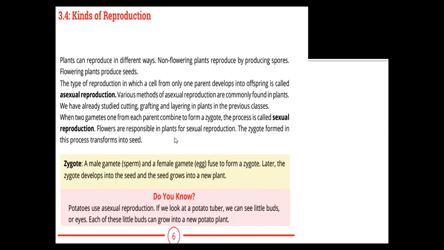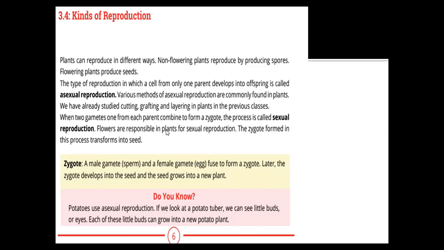Here we will see sexual reproduction. In sexual reproduction, two gametes, one from each parent, combine to form zygote. Sexual means with the help of both the parents, male and female, and two gametes, one from male and the other from female, they combine and they form a zygote. Zygote is the combination of cells which is formed in the sexual reproduction by the combination of two gametes. Gametes means male and female sex cells.